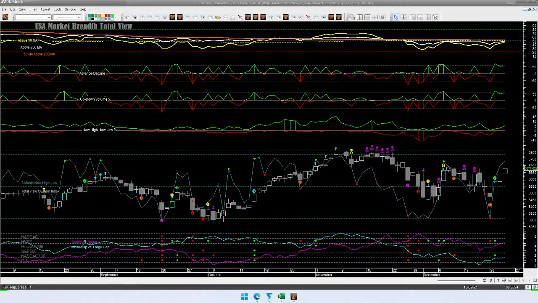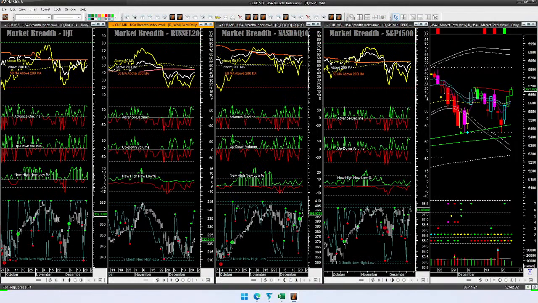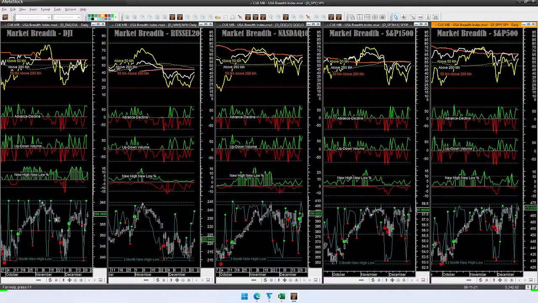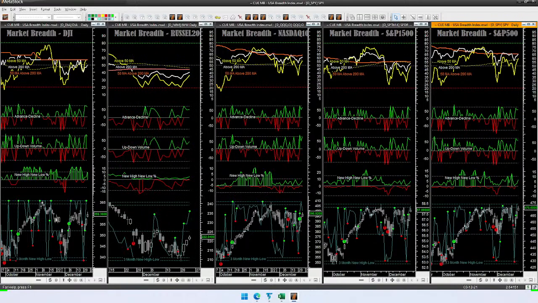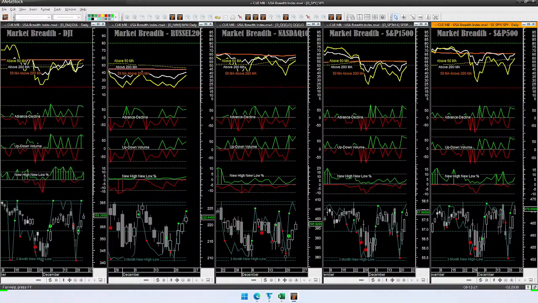And then we could further look at the major indices. As I mentioned, I am able to be on the right side of the market probably more often than many other traders because I spend time looking at this insightful market breadth studies. And here I am looking at the major indices market breadth, internal view, not external view. Dow Jones Industrials, Russell 2000, Nasdaq 100, S&P 1500, S&P 500.